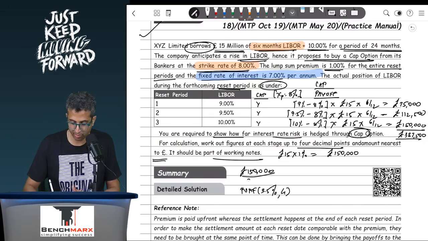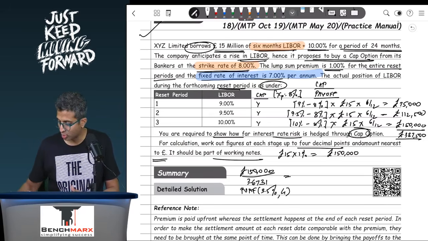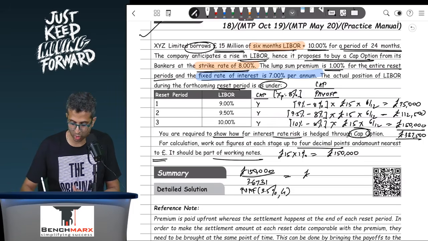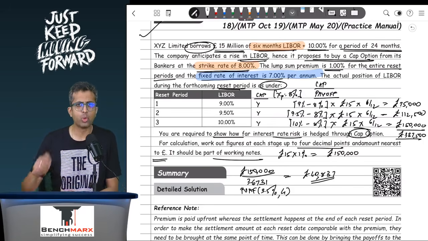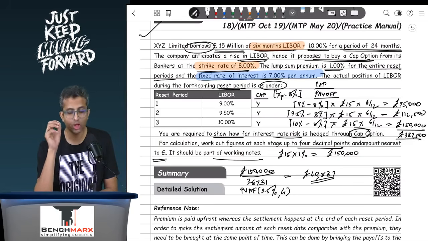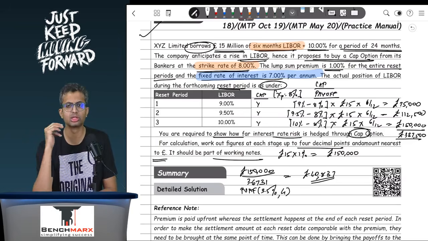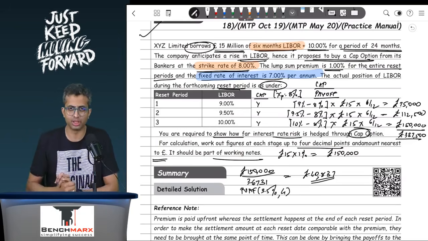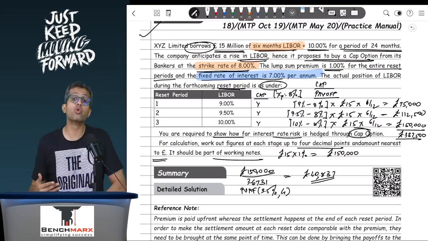And this is 3.6731, let us say. And as a result, 1,50,000 upon 3.6731 will come to around 40,837. So I am indifferent paying 1,50,000 today or paying 40,837 over a 6 monthly period over 4 such 6 months.